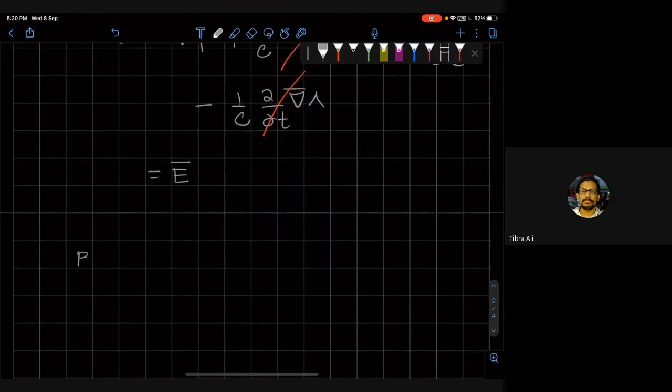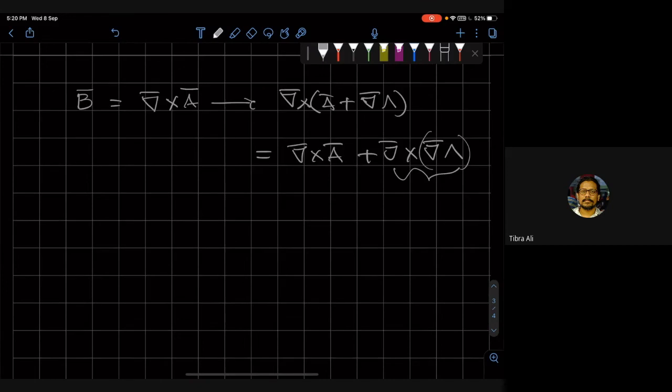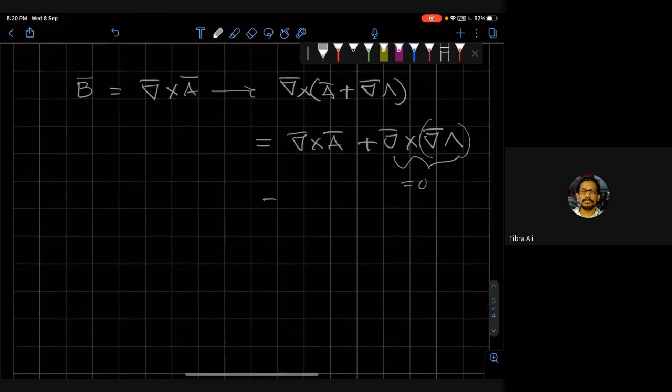Similarly, if I take B, and B is defined to be curl of A, and if I make a gauge transformation, then this becomes curl of A plus gradient of lambda, so I get curl of A plus curl of grad of lambda. But from vector calculus, we know this is 0. And therefore, we see that B is also unchanged under gauge transformations, okay?